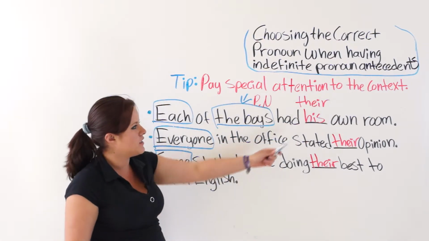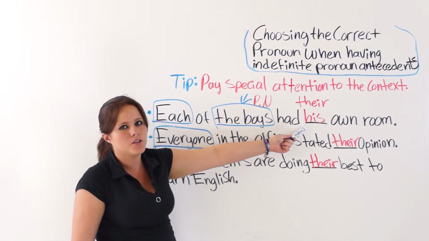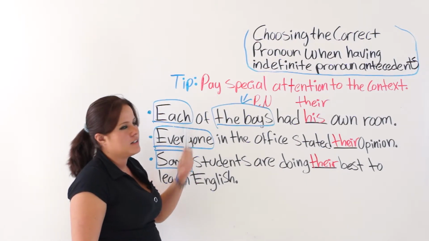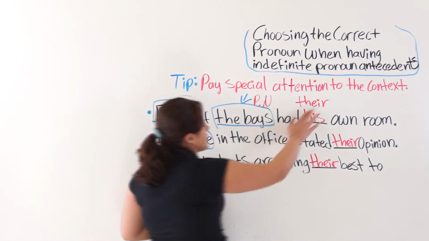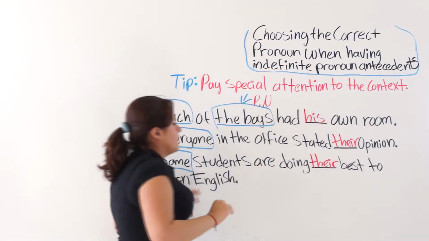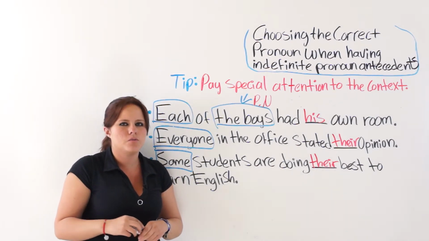That is right, his. Why? Because we choose the pronoun according to the indefinite pronoun antecedent. So we are going to take this off here. And now it's perfect. Each of the boys had his own room.